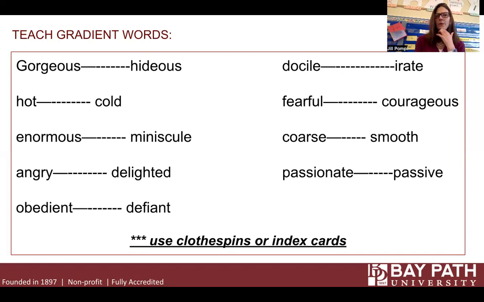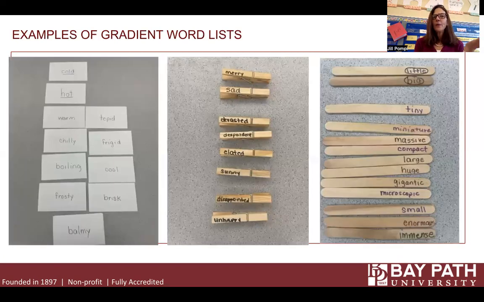Well, how can we help our students to really get to that precision of vocabulary by using gradient words? We can do it in a hands-on, interactive way with either index cards, clothespins, or popsicle sticks. So you can see on my index cards on the screen, I started with those words cold, hot, and there are a variety of words on the other index cards that have similar meanings to either cold or hot. They're either beyond cold, beyond hot, or somewhere in the middle.